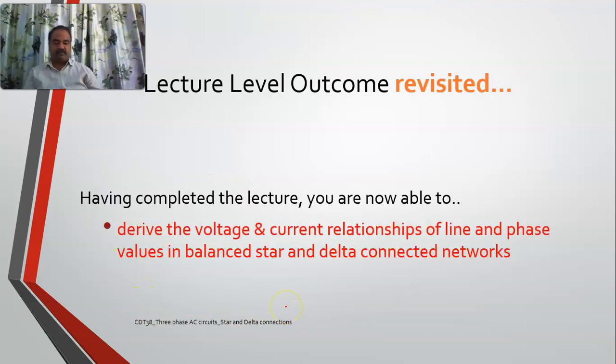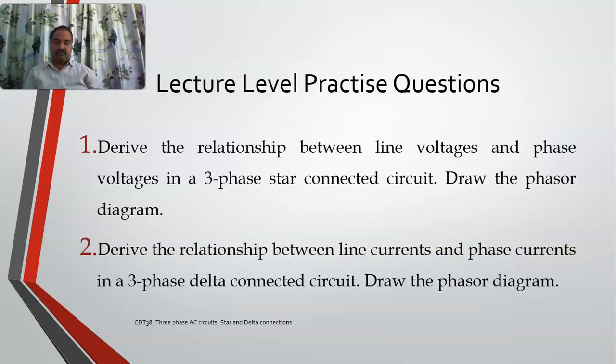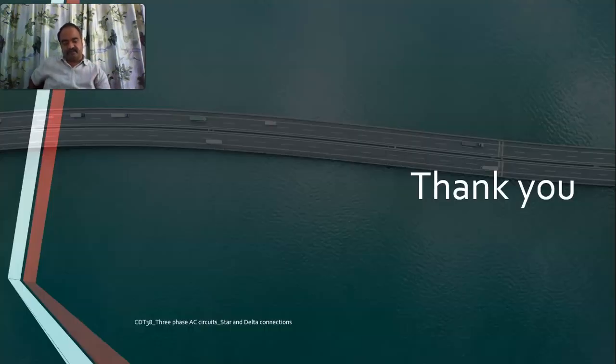Okay. With this, I hope you have understood the voltage and current relations between line and phase quantities in star and delta connected networks. So try to practice all these things. These are the theory questions. Derive the relationship between line voltage and phase voltage with the help of phasor diagram in both star and delta connected circuits. Try to practice drawing the phasor diagrams and getting the resultant vectors using them. Okay. Thank you. In the next lecture, we will solve problems on this 3-phase star and delta connections.